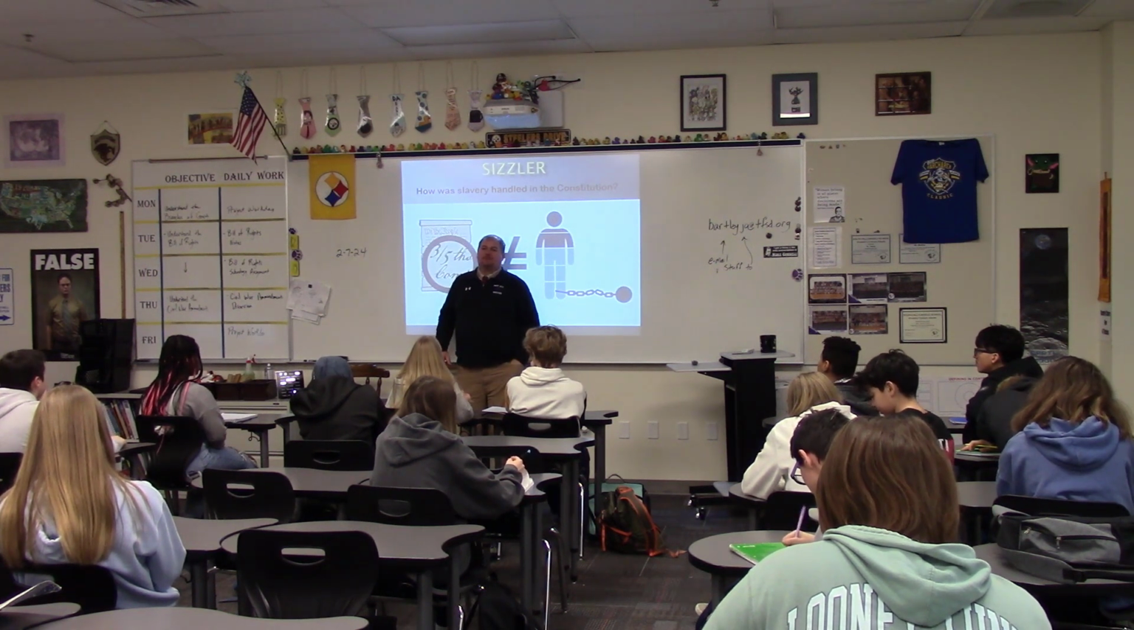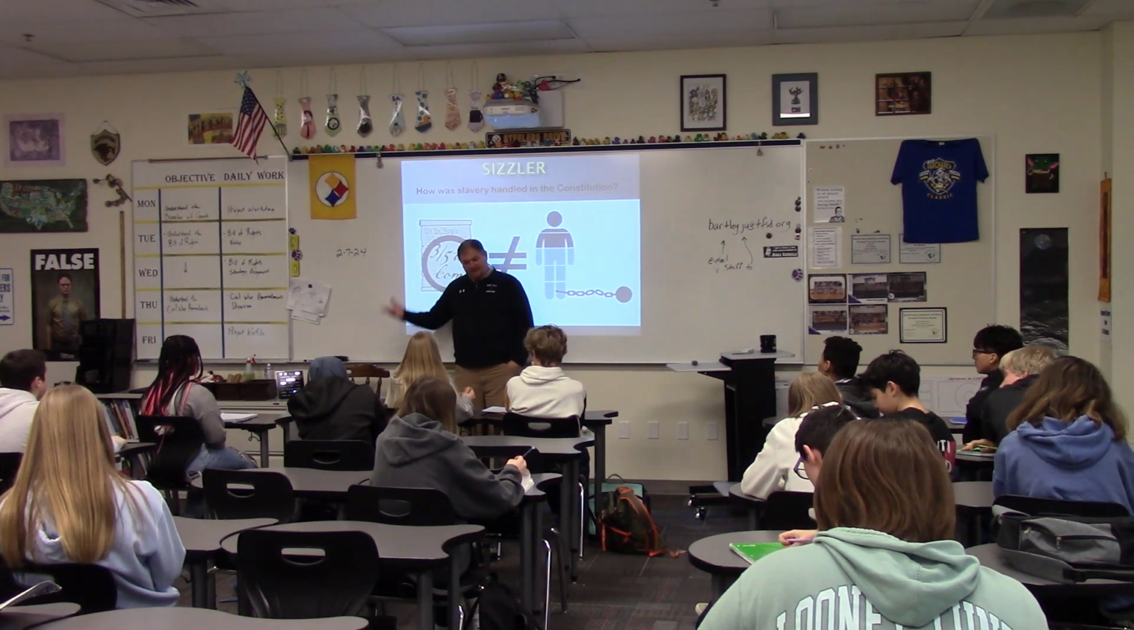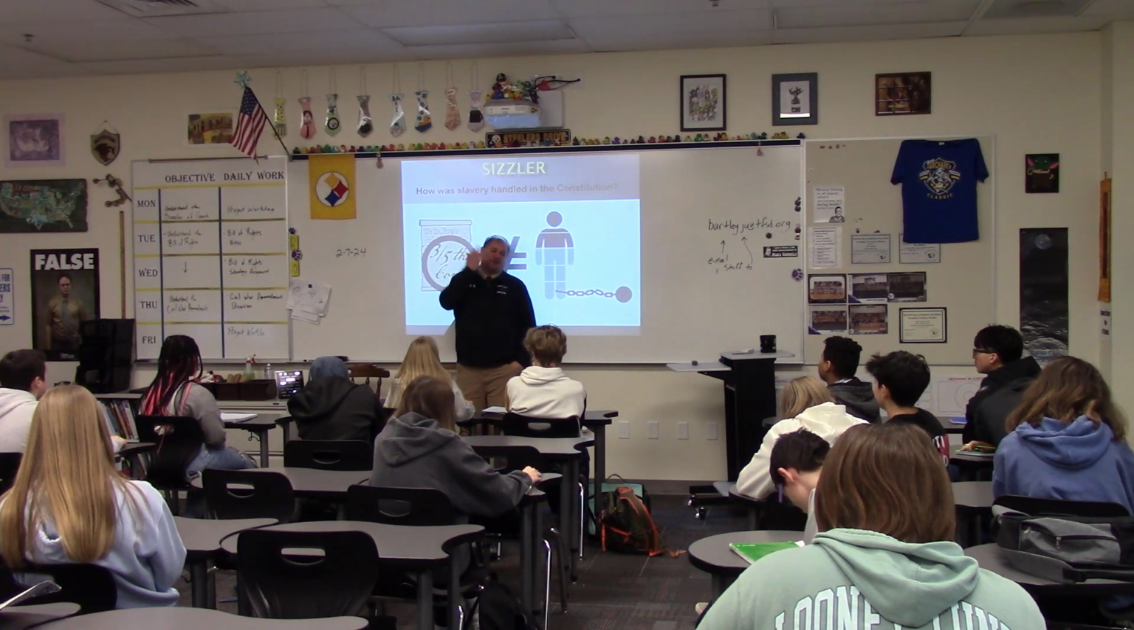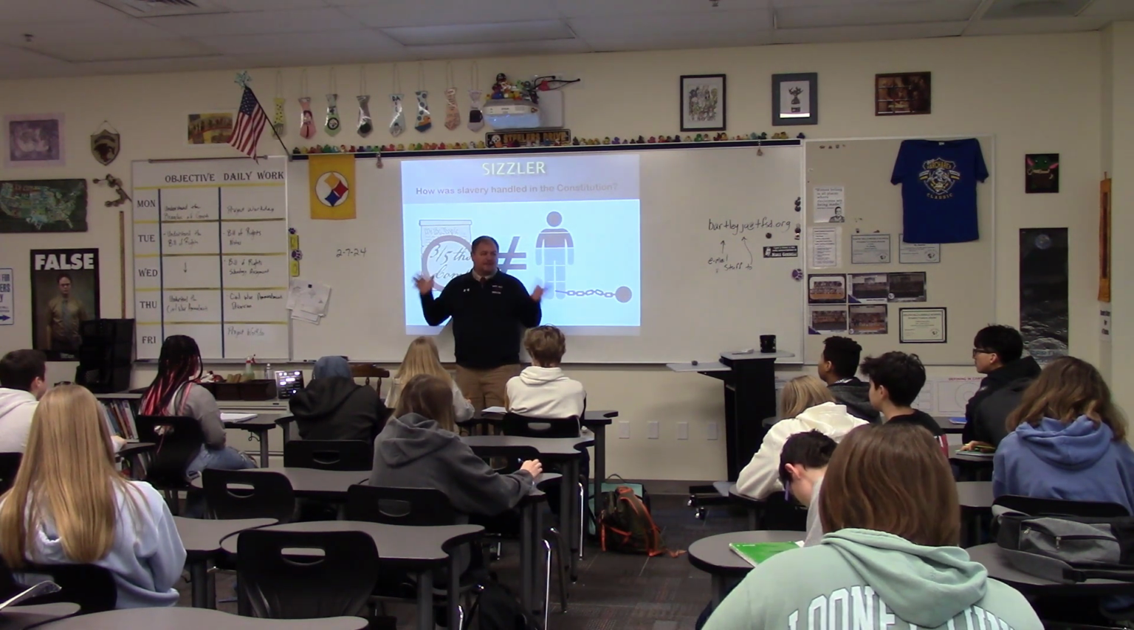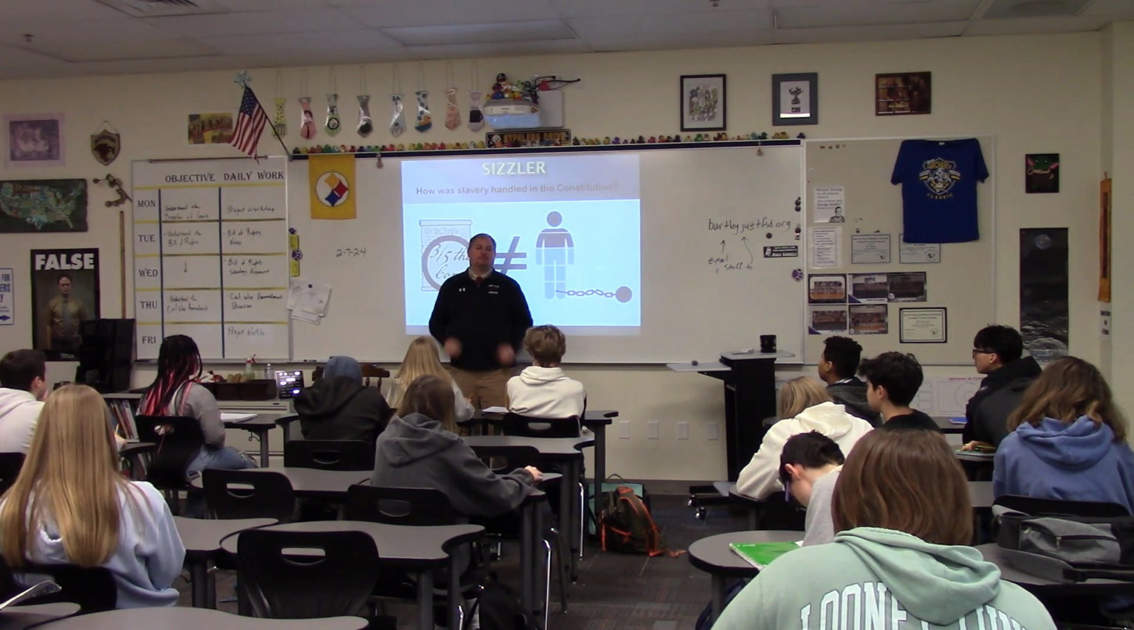Bottom line is this, though. The 3/5 compromise was a way to make the southern states happy and the northern states happy. It was a compromise. Like, okay, we're not going to count every slave, so here, you can count some.